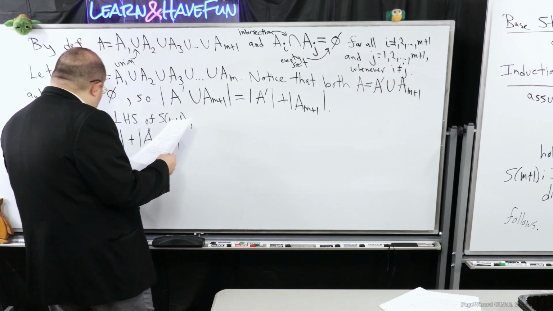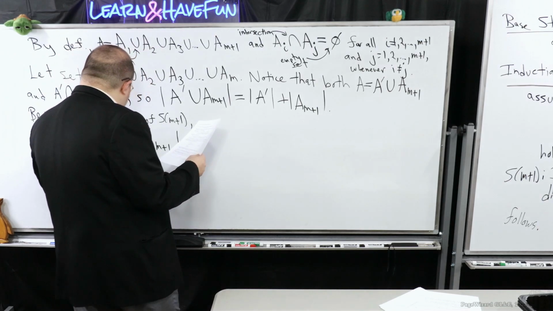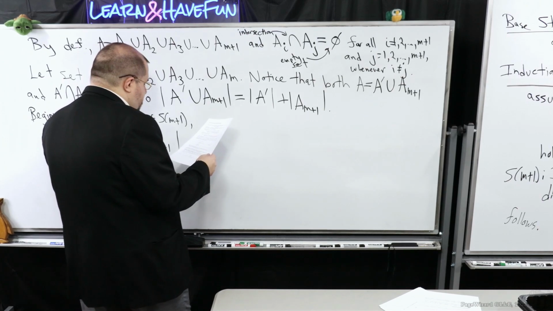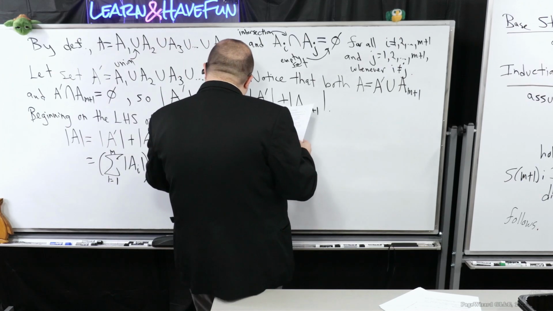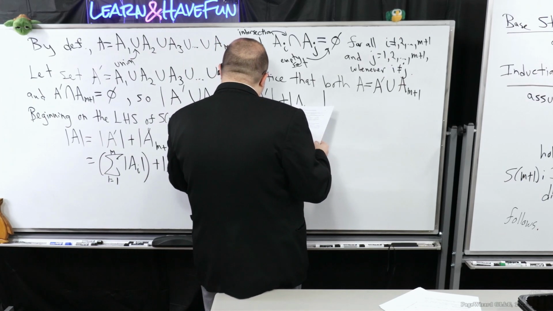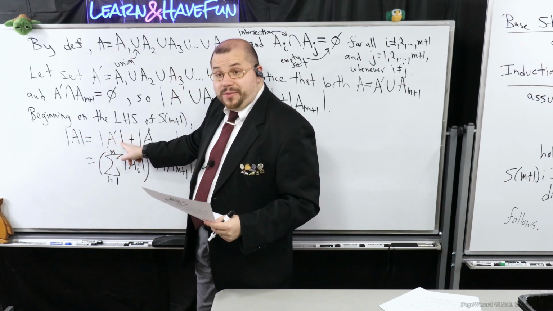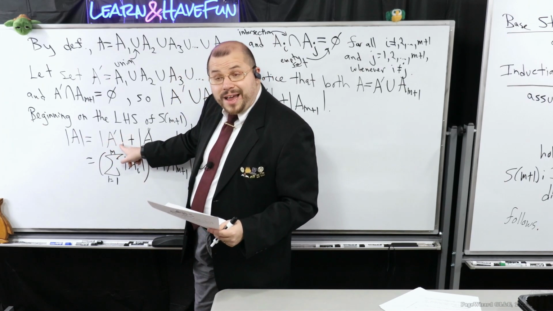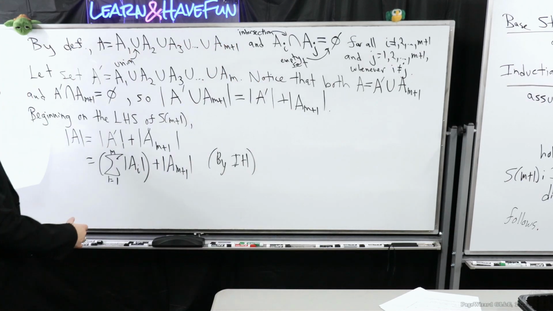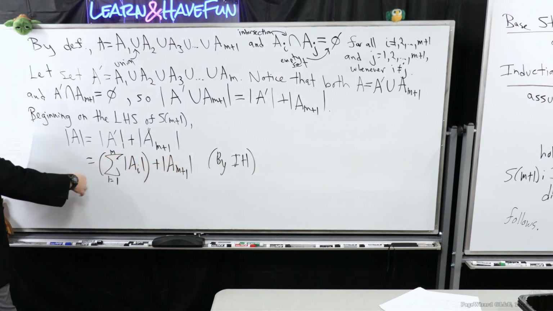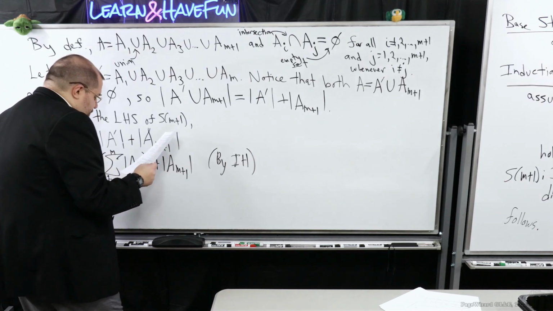It's the sum over all the subsets, right? Up to m, plus the cardinality of A m plus 1. But this is by the induction hypothesis, right? So I just pulled out S of m and I say, okay, well, I know the answer to this one, right? That's what S of m is talking about, which equals this. Now all I'm going to do is just bring this into this sum, and then we're done by adding an extra term into the summation here.